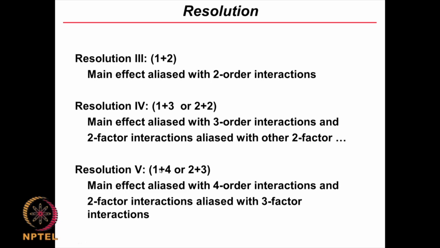Resolution 5 design, main effects are aliased with only 4th order interaction, that is 4 factor interaction, and 2 factors are aliased with 3 factor interaction. This is very good, resolution 5, but the number of experiments go up. So generally resolution 4 design is okay, but resolution 5 is generally not needed, okay. This is how we go about the thinking process.